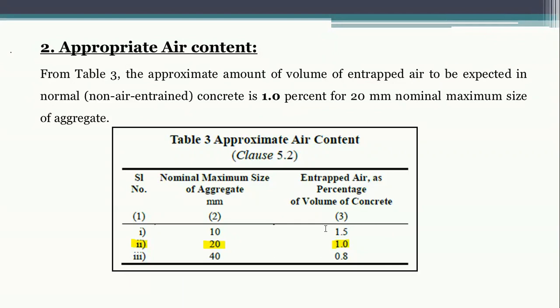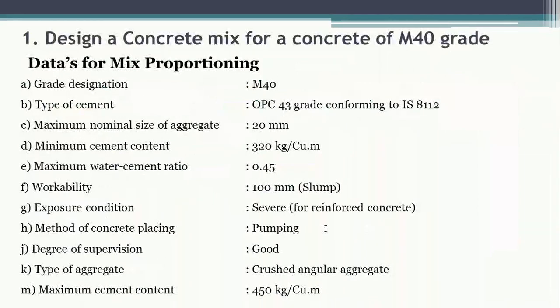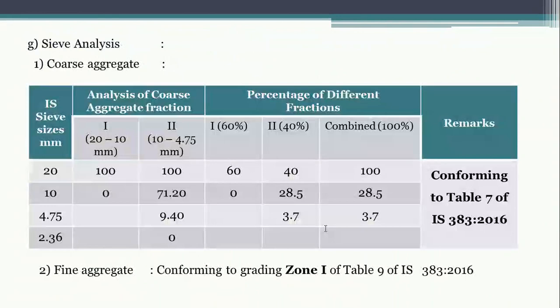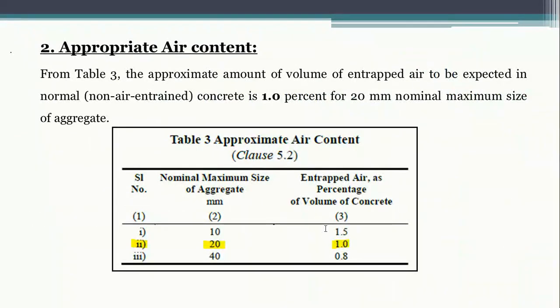Next, second step is appropriate air content. So from table 3 of our IS standards, so IS 10262 2019, we have table 3. I have taken a screenshot of that. So the maximum size of the aggregate, so here in the question they have given the maximum nominal size of the aggregate, it is 20 mm. Okay, so for maximum nominal size of aggregate 20 mm, the volume of entrapped air is given as 1%. Okay, so that 1% we have to take for our calculation.